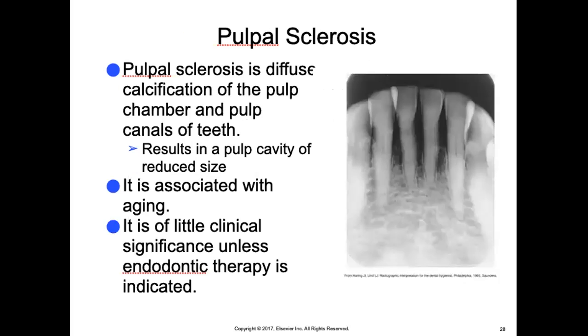So here's an example of pulpal sclerosis. This is a diffuse calcification of the pulp chamber and the pulp canals of the teeth. It results in a pulp cavity of reduced size. So it is associated with aging. As people get older, their pulp canals and their nerve canals start to shrink. And so we can very faintly see the actual canal of the teeth here. There is little clinical significance unless endodontic therapy is indicated. If this person were to need a root canal, it would be very difficult just because it would be difficult to get through the canals of the nerve.